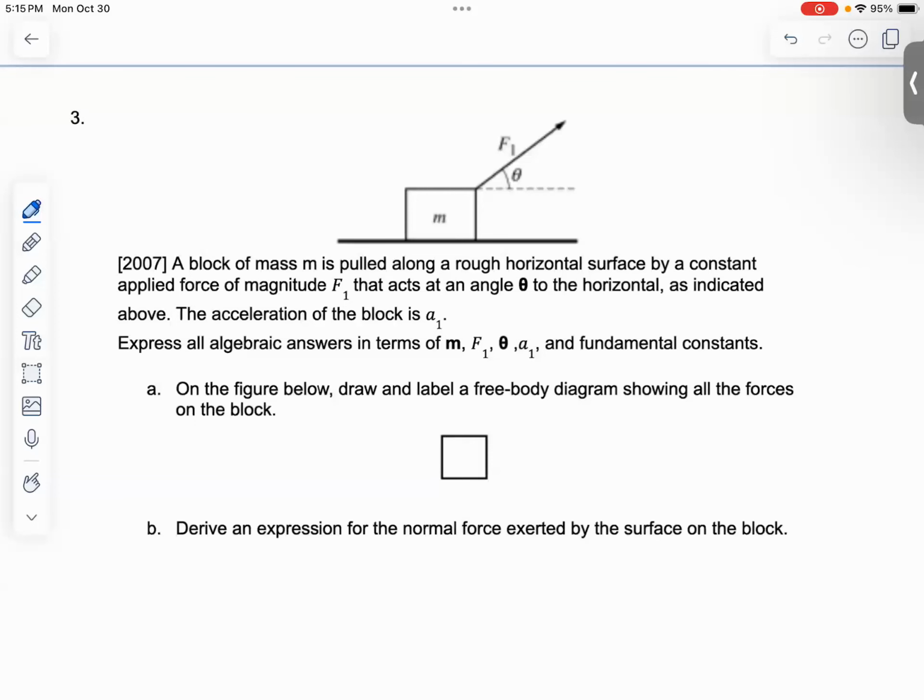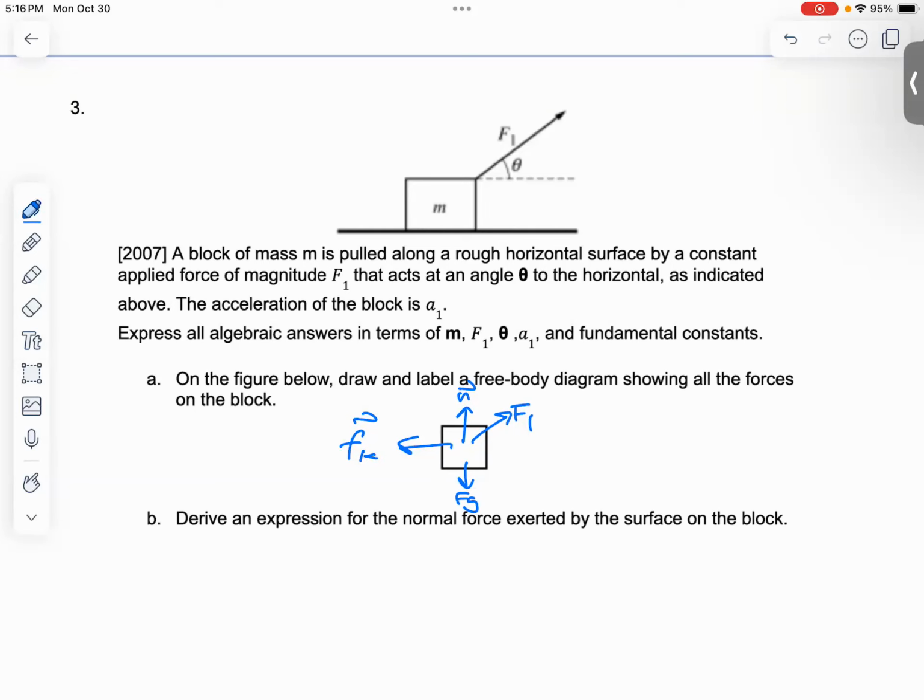All right, number 3. On the figure below, draw a free-body diagram showing all the forces on the block. We have an F1 right here. We have a rough horizontal surface, so we certainly have a friction force. And we have a normal force. We have the force due to gravity. Do you get 4 forces? Yes. Okay. And derive an expression for the normal force exerted by the surface on the block.